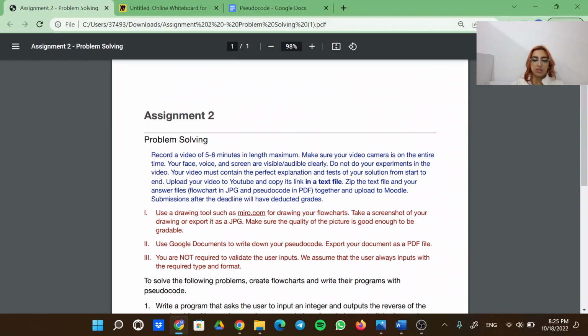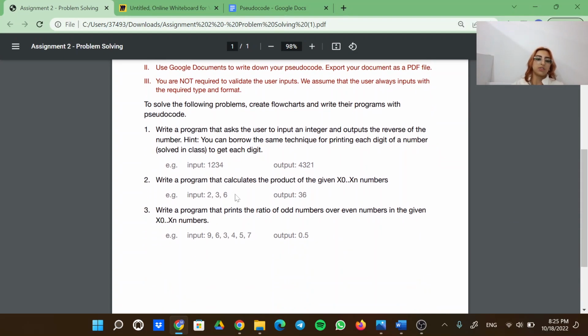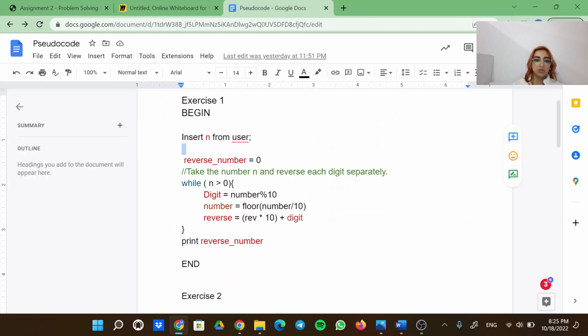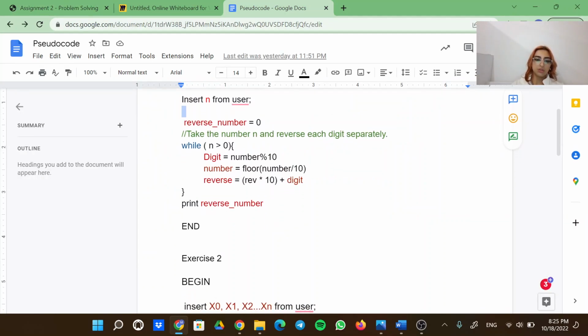Hello, this is assignment 2, and the first exercise was to write a program to reverse the numbers and output it. The pseudocode is: insert n from user, thinking that the user may want to insert a negative or zero number, but it will work with 0 too. Take the number n and reverse each digit separately.